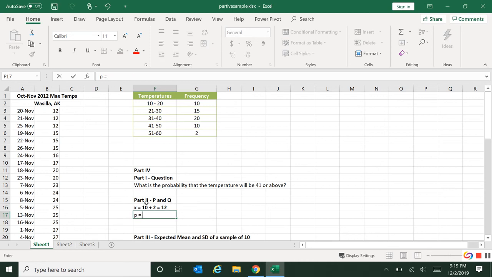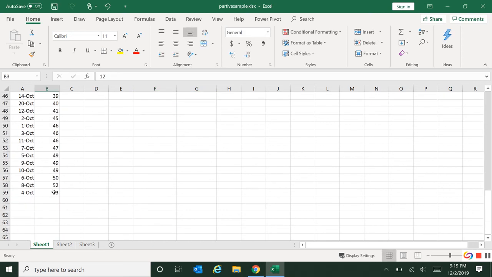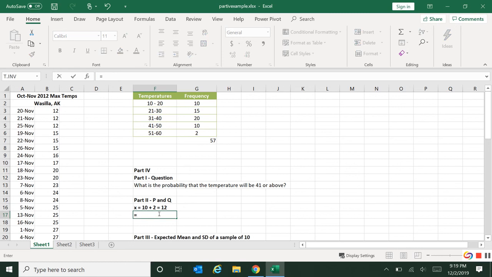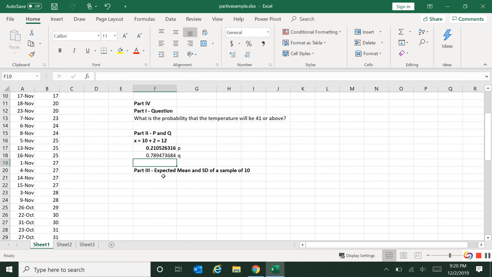Okay? So then p is simply going to be x divided by n. How many data points did I have? I don't remember. I could also do it this way, sum. I have 57. So this is going to be 12 divided by 57. Okay, so there is my p. What's my q? My q is 1 minus the one I just got. There's my q value. So I have about a 21% chance of it being 41 or above, and a 79% chance it will be below.